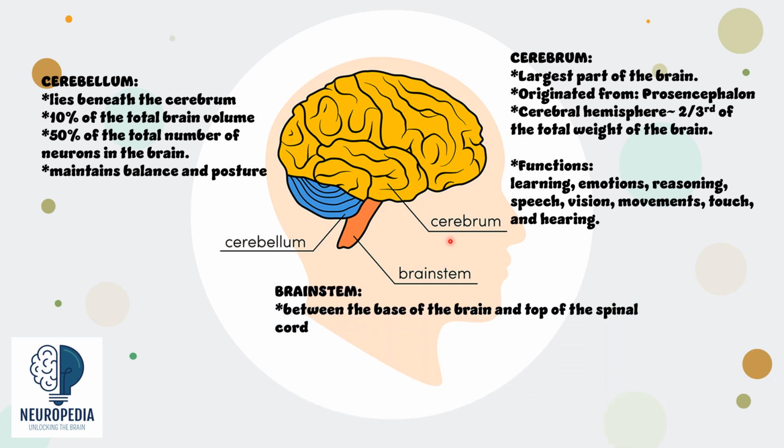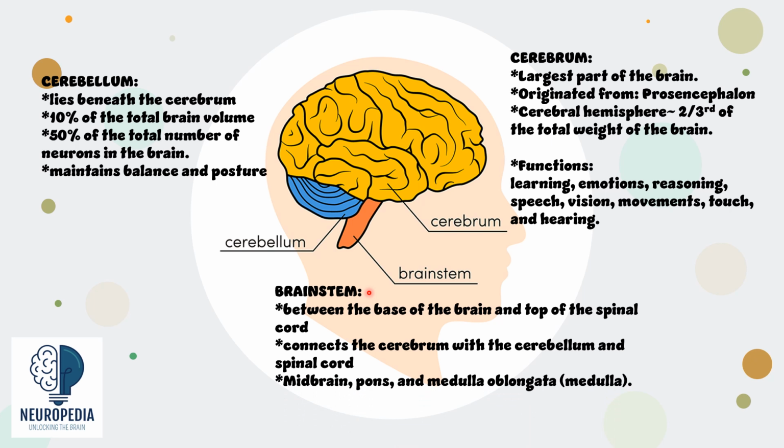Brainstem. The brainstem lies between the base of the brain and the top of the spinal cord, and it connects the cerebrum with the cerebellum and the spinal cord. It has three components, namely the midbrain, pons, and medulla oblongata, also known as the medulla, that are present in descending order. The brainstem controls numerous body functions, including consciousness, blood pressure, breathing, heart rate, digestion, vomiting, swallowing, and sleep.